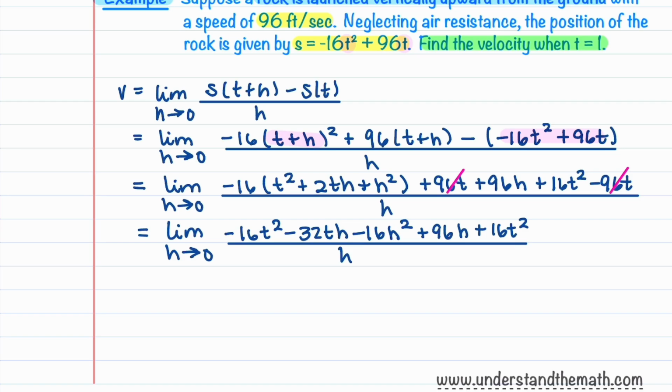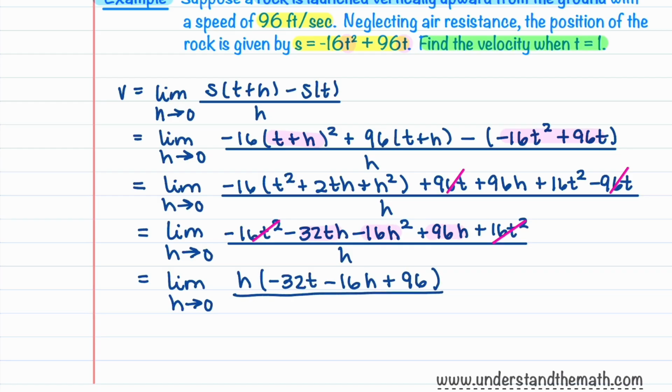Now let's look up and see if other things cancel. This term is going to cancel with this term, and then nothing else cancels. However, if you look at these three terms, notice that they have an h common to them. So let's pull that out. So we have the limit as h goes to 0 of h times the quantity minus 32t minus 16h plus 96, and all this gets divided by h.